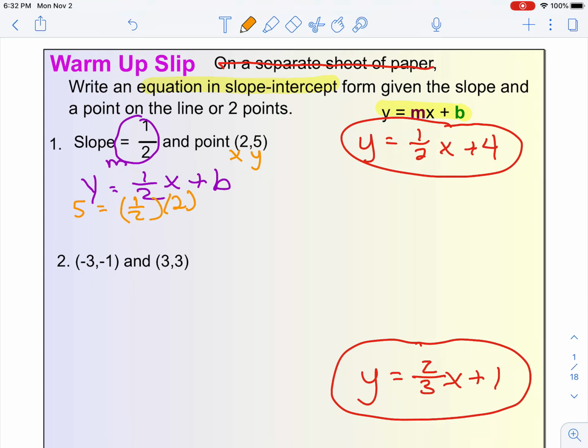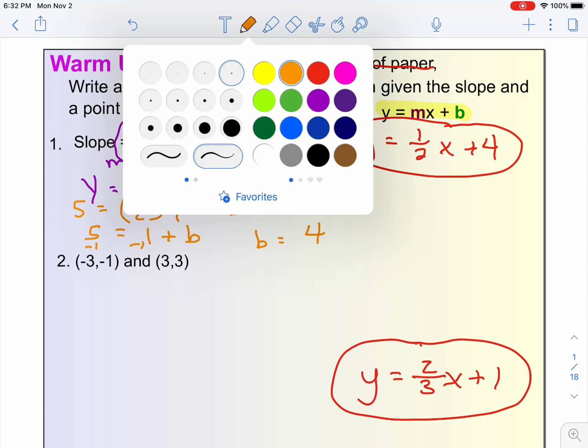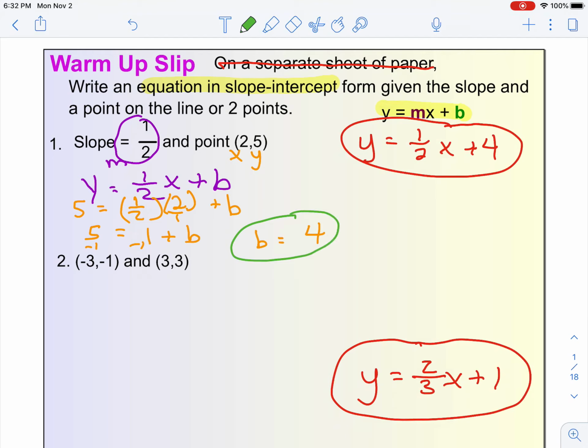So now we have 5 equals 1/2 times x, which is 2, plus b. So 1/2 times 2, remember, put a 1 under here, and that's just going to be 1 times 2, or 2 over 2, or 1. Again, you can use your calculator for that. So now you're going to subtract 1, and you get b is equal to 4. So now you have your y-intercept, your b value, you have your slope, you have your m value, and that's where you get y equals 1/2 x plus 4.